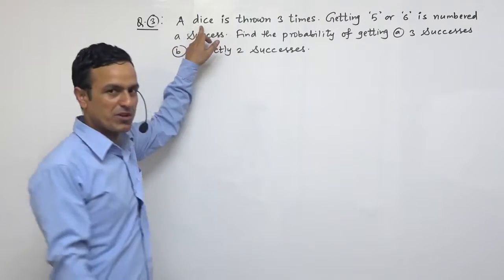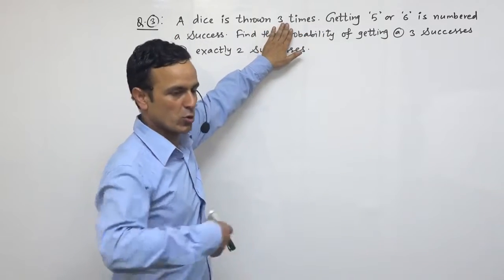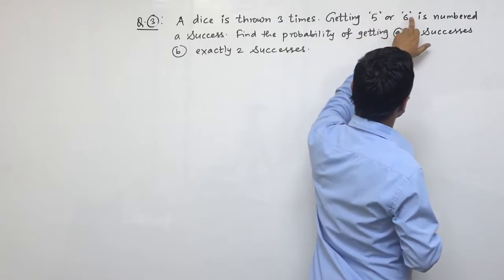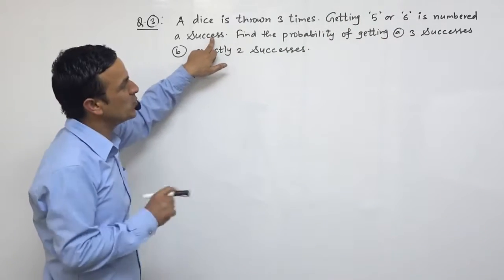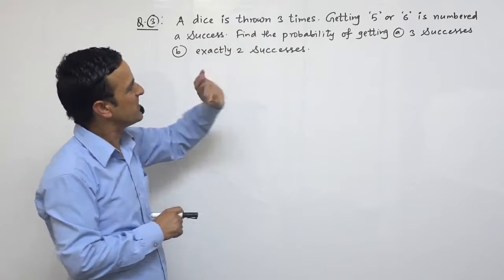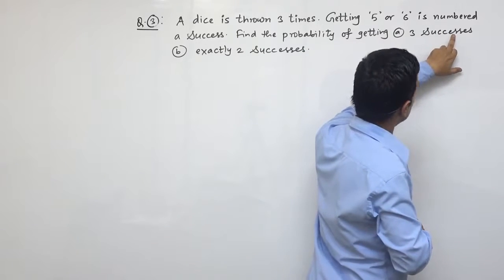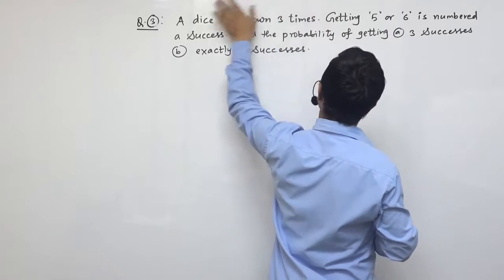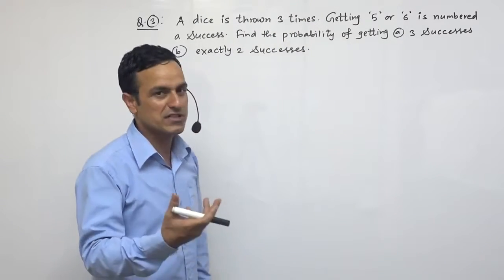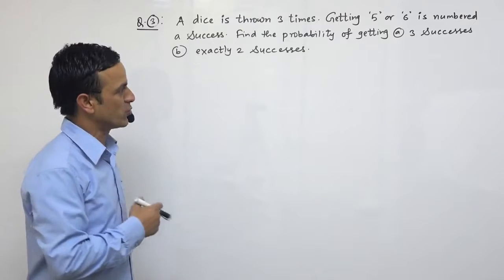We have another question. A dice is thrown 3 times. एउटा डाइसलाई 3 times रोल गर्नु पर्यो, थ्रो गर्नु पर्यो, र त्यो डाइसमा 5 अथवा 6 आउने नम्बरलाई हामी सक्सेस मान्दै छौं. अकॉर्डिंग टु इन्फर्मेसन 5 अथवा 6 मध्ये कुनै एउटा इभेन्ट हाम्रो सक्सेस हो भने फाइन्ड द प्रोबेबिलिटी अफ गेटिङ 3 सक्सेसेस. एउटै डाइसमा 3 पटक एक्सपेरिमेन्ट गर्दा 3 चोटी सक्सेस पर्ने प्रोबाबिलिटी के हुन्छ भनेर निकाल्नु छ र त्यसैगरी एक्ज्याक्टली 2 सक्सेस आउने प्रोबाबिलिटी कति छ भनेर हेर्नु पर्यो.